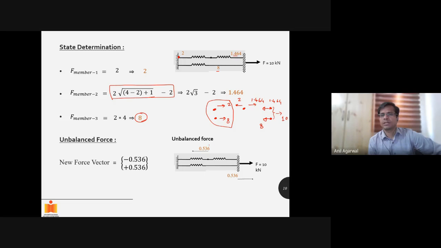How much? That imbalance is 0.536. That is the difference between 2 and 1.464. At this joint, we got 10 kilonewton acting here, and 8 plus 1.464, which is 9.464, is acting in the other direction. So there is an imbalance of 0.536. You got an imbalance of minus 0.536 here and plus 0.536 here. So these are the new imbalance forces.